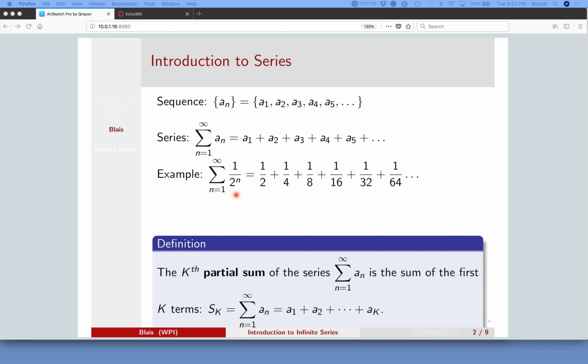As an example, and we'll work through this in a couple different lectures, the sum of 1 over 2 to the n, n goes from 1 to infinity. So down here we have the first value for the index n, and then we go all the way to infinity. When n equals 1, we get 1 over 2 to the 1, or a half. When n is 2, we get 1 over 2 squared, or a fourth, 1 over 2 cubed, 1 over 2 to the fourth, 1 over 2 to the fifth.